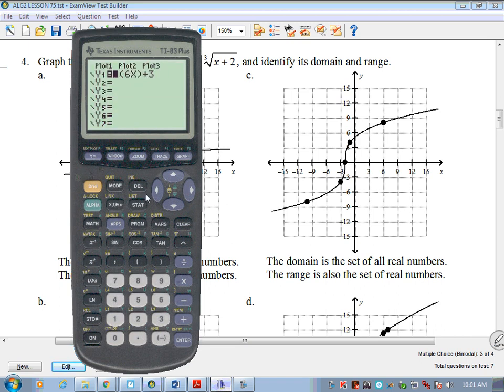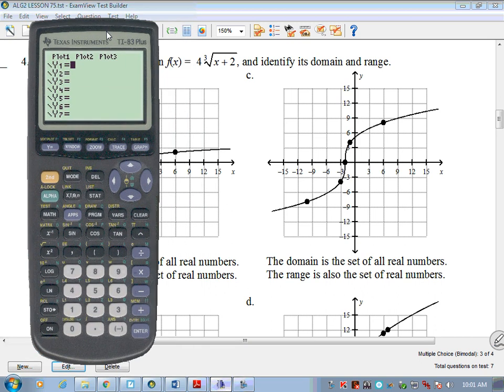Okay, we're going to go back into y. We're going to clear that first one out. So this is what I'm going to do. I'm going to hit 4. Then I'm going to go to math. I'm going to go down to number 4. You see how this is a cube root? We're going to hit enter on that. x plus 2, close parentheses. Are we all ready to graph? Okay, let's hit graph and we'll see what this looks like.